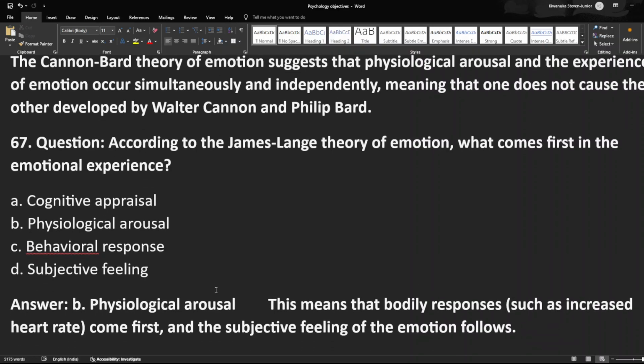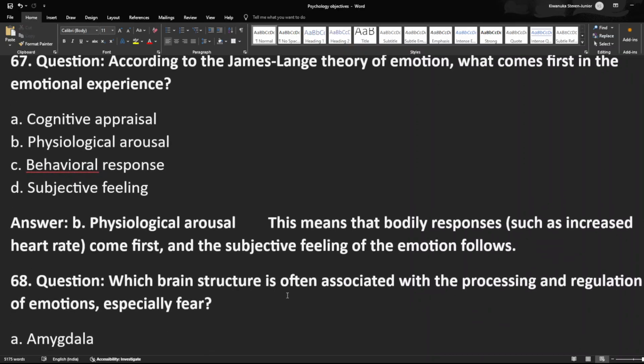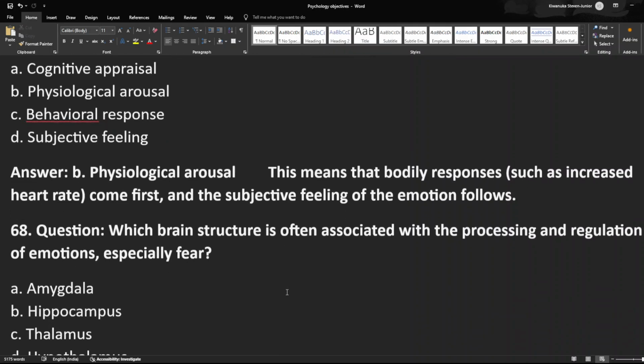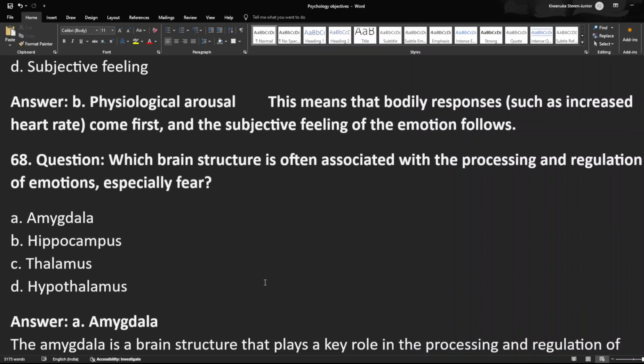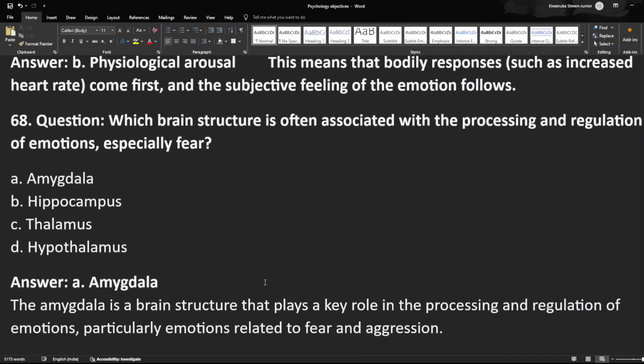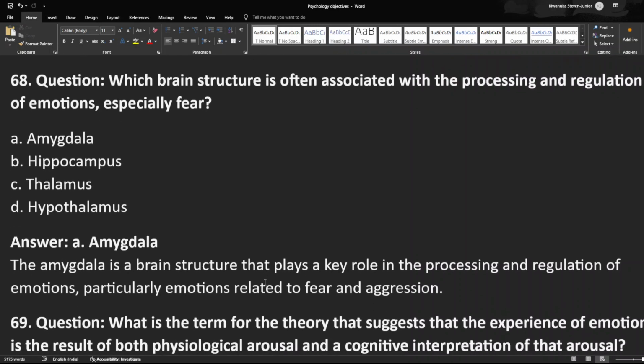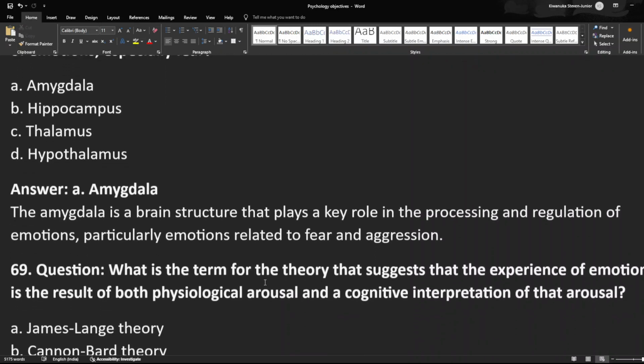Which brain structure is often associated with the processing and regulation of emotions, especially fear? The brain structure responsible for fear is the amygdala. The amygdala plays a key role in the processing and regulation of emotions, particularly emotions related to fear and aggression.